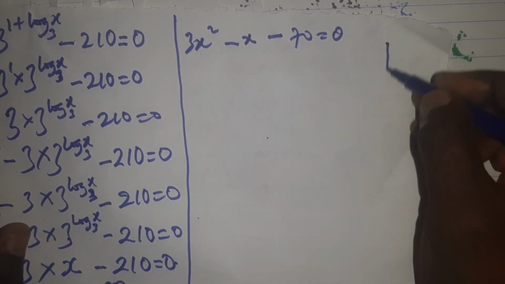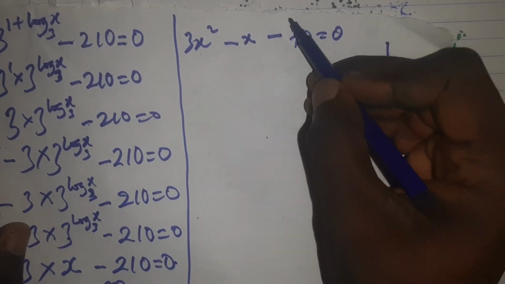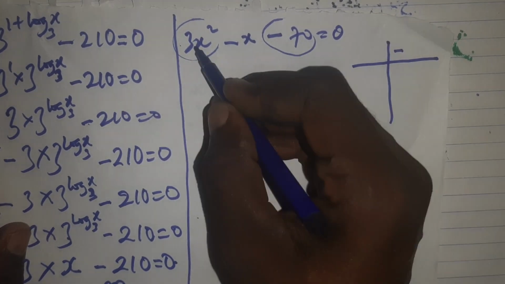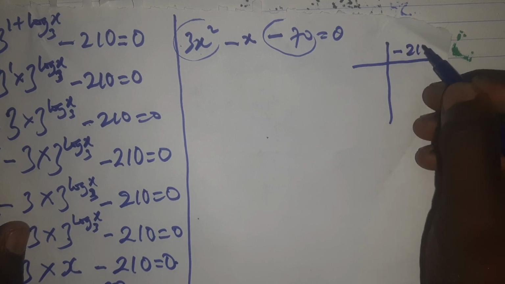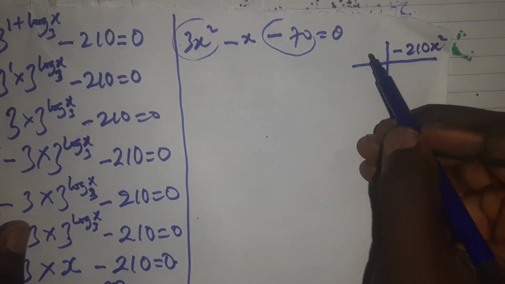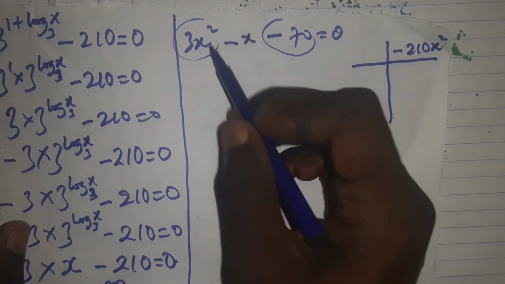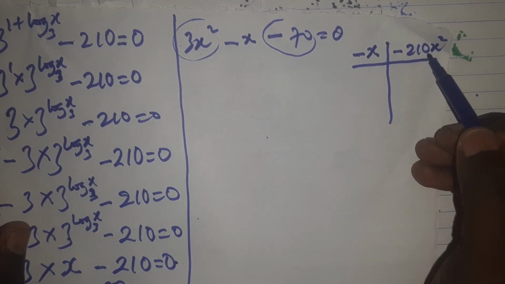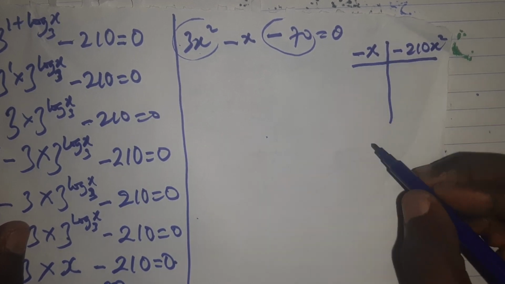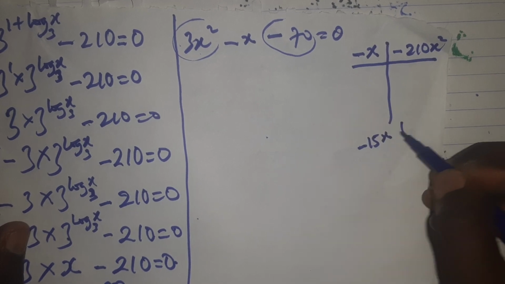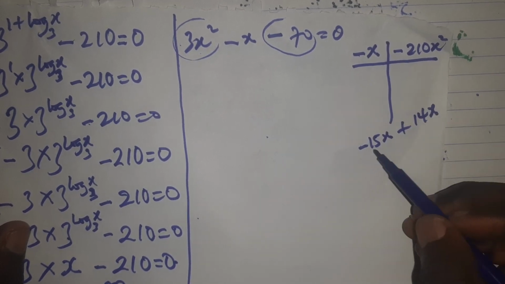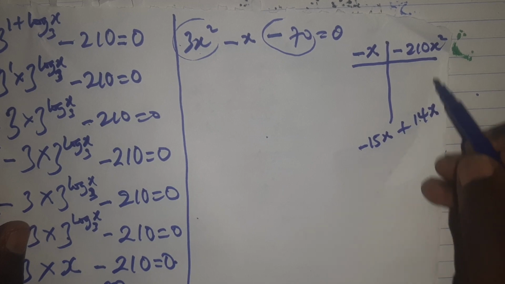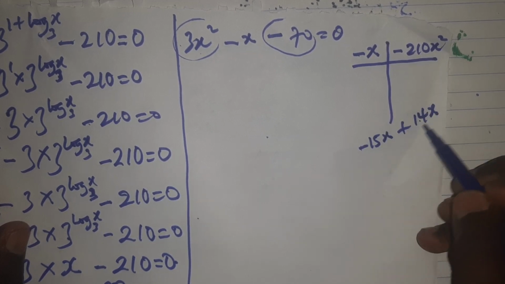That's going to work. So draw your table and let's see how that will work. Multiply this by this. This is the constant. So minus times plus is minus. 70 times 3x squared gives me 210x squared. Then what I'll put here is the whole term here, which is minus x. And then I'll think of two numbers I'll multiply to get minus 210x squared, and then I will add to get minus x. And those two numbers are minus 15x plus 14x. Because if I multiply this, I get this. So minus times plus minus, 15 times 14 is 210, x times x is x squared. Then minus 15x plus 14x gives me minus x.